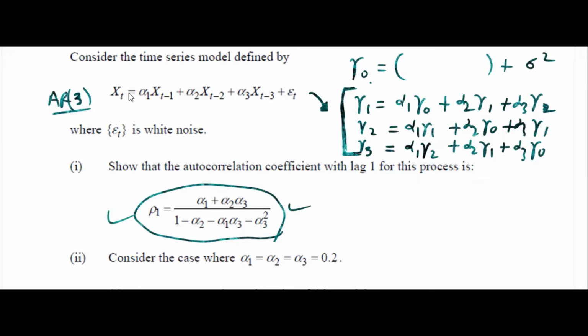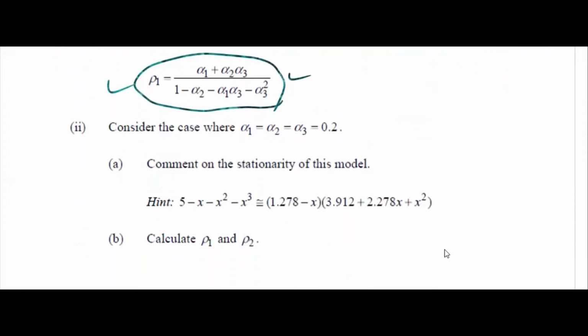Simple algebra. Now considering that alpha 1, alpha 2, alpha 3 are all 0.2, you need to comment on the stationarity of the process. They've given a hint also, because this is a cubic equation. It took hundreds of years for the mathematicians to solve the cubic and biquadratic equation. You are not supposed to use the Cardano method of solution. They've given one root, 1.278, which is greater than 1 in absolute value. The other 2 roots you can find from here, and you can check for stationarity. That's quite alright. And then you can find rho 1, rho 2 as well.